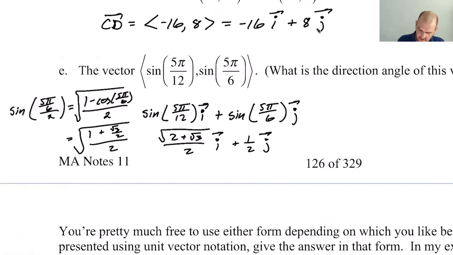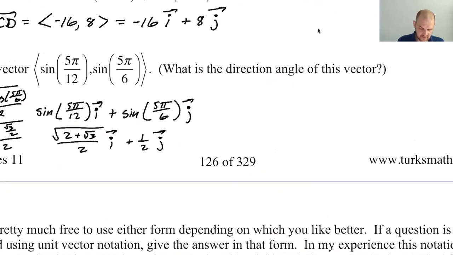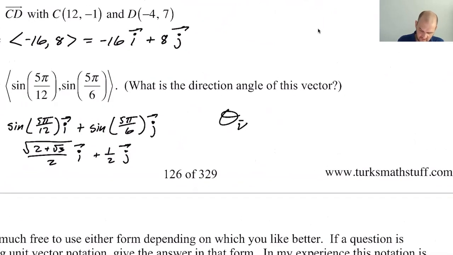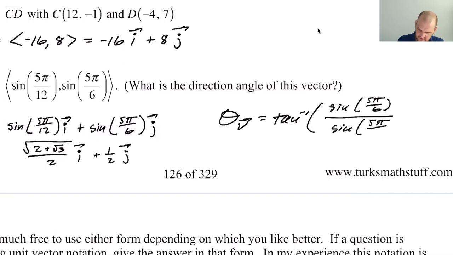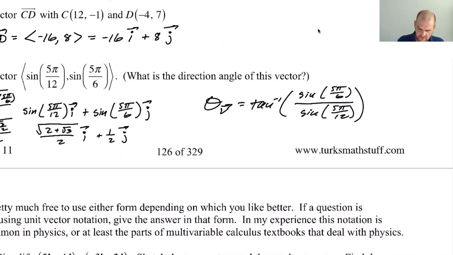Gross. So what's the direction angle of this? I can think of two ways to get it. Since I did all this work, it's going to be the arctan of this over this. Or I could just say that the direction angle, theta sub v, is the inverse tangent of the sine of 5 pi over 6 over the sine of 5 pi over 12. Because I'm not going to know it anyway, so I would go with that.